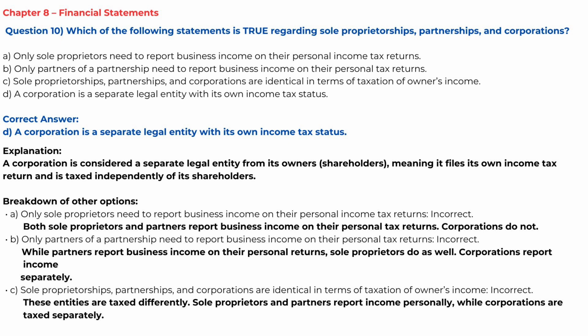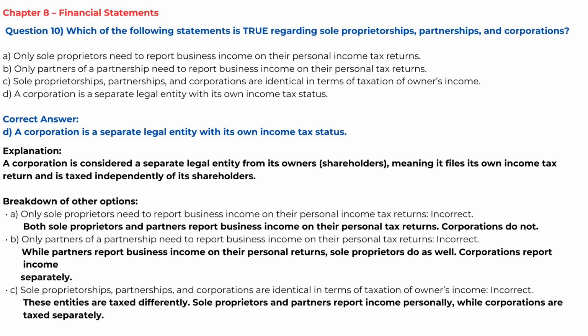Breakdown of other options. A. Only sole proprietors need to report business income on their personal income tax returns. Incorrect. Both sole proprietors and partners report business income on their personal tax returns. Corporations do not. B. Only partners of a partnership need to report business income on their personal tax returns. Incorrect. While partners report business income on their personal returns, sole proprietors do as well.